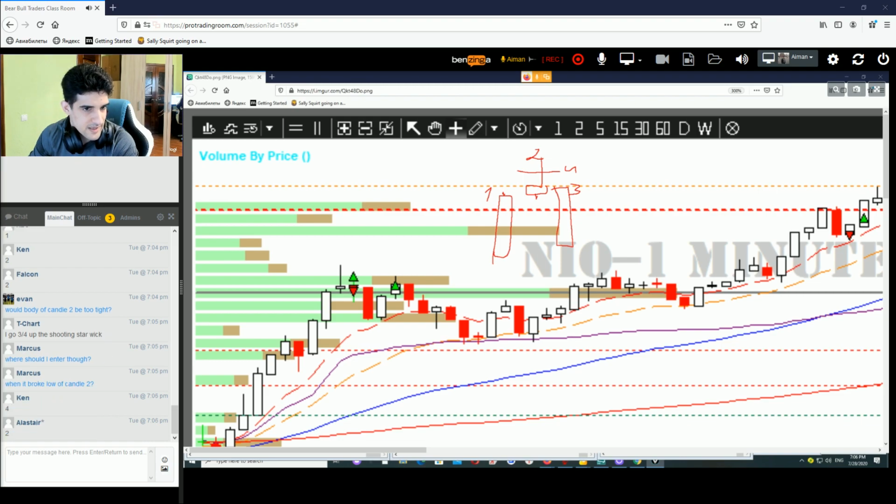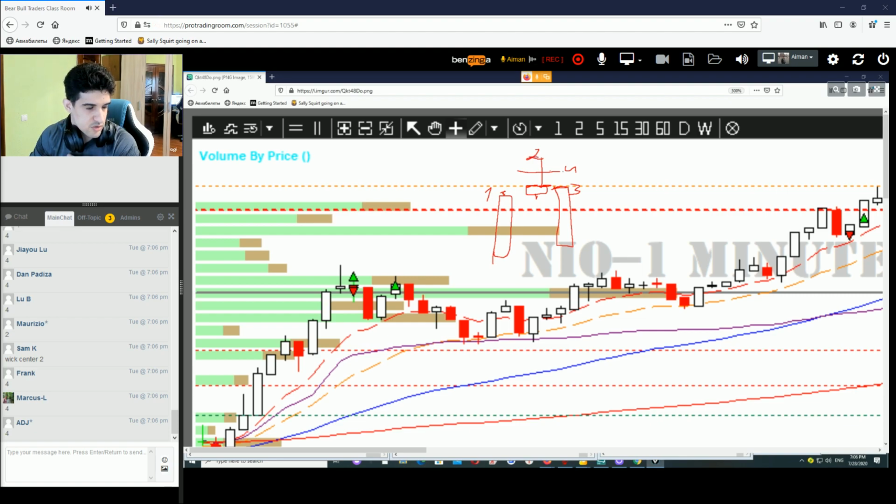Ken 4, Alistair would use 2, T-chart 2, T-chart 4, 4, 4, 2. Okay, now look, the best 2 stop losses in this case are 2 and 4. You can't use 1 because it's the low of the body. And you can't use 3 because it's also the low or around the body. It's so tight. You either use 2, or you use 4.